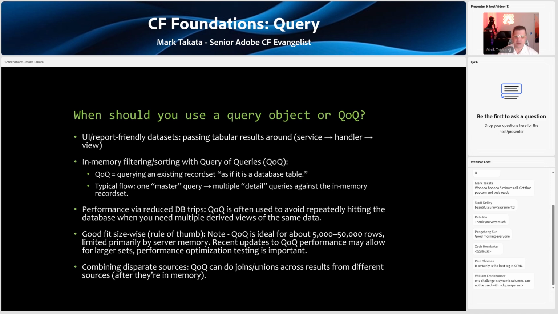Like every time someone announces that they're the fastest now, someone else comes and says that they're the next one. Bottom line is, query of queries are pretty fast. And why is that? Well, because what you're doing is you're querying something that's in memory versus making a database call.